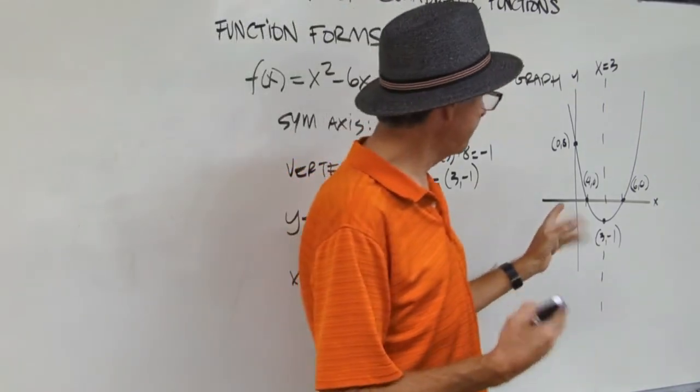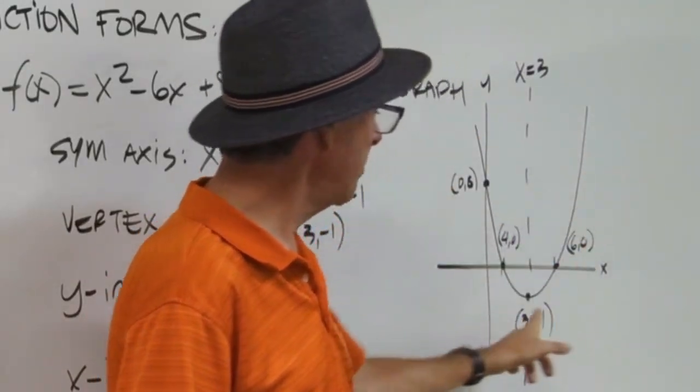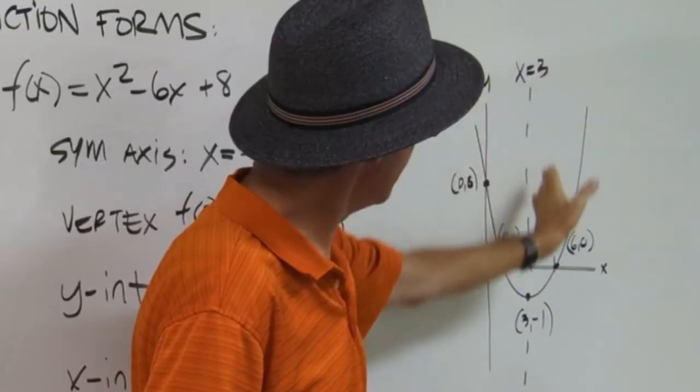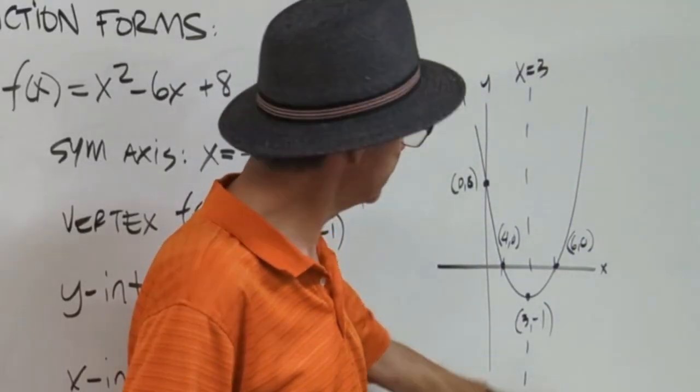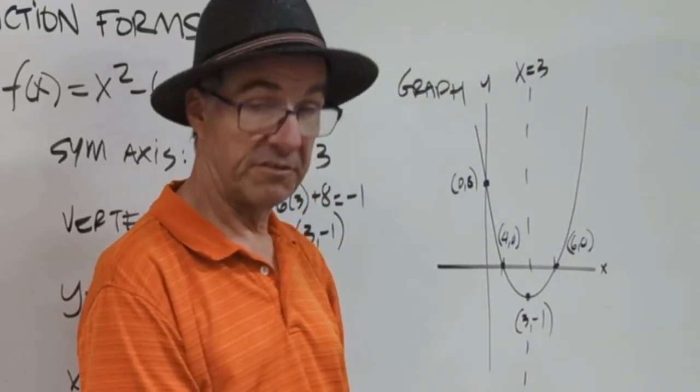Moving over here to the graph, here we go. I've graphed all 4 points I found. I graphed my symmetry axis, and I put them on my graph, and there you go.